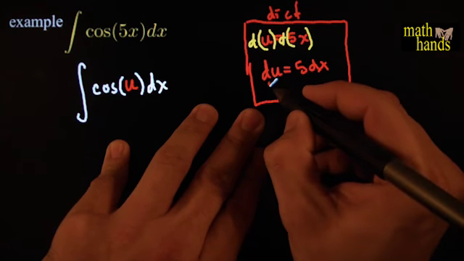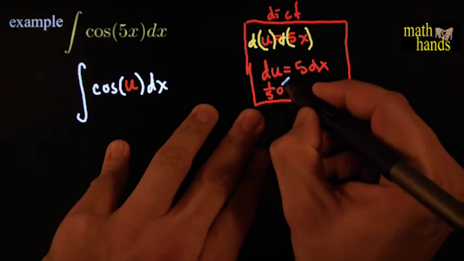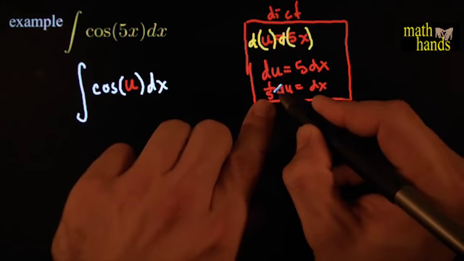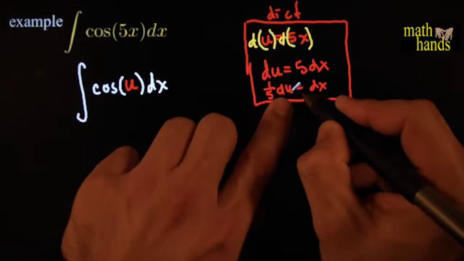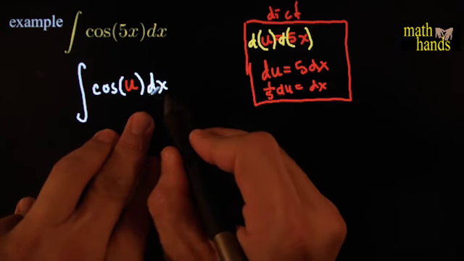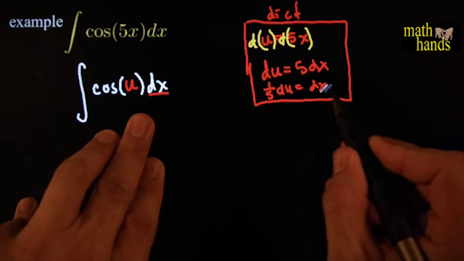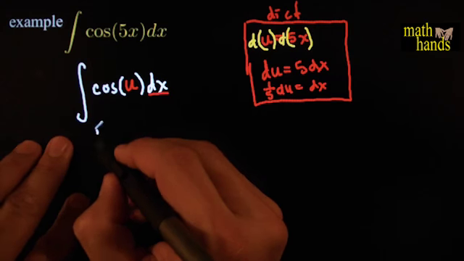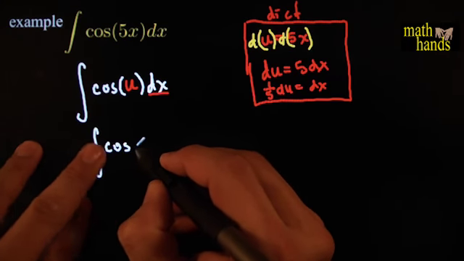Or, said differently, every time you have a dx, you can exchange that for 1/5 a du. Okay, that's perfect because I've got a dx here that I need to exchange. And this tells me exactly how to exchange it. 1/5 du. And so I continue here and I say, okay, this is cosine u.